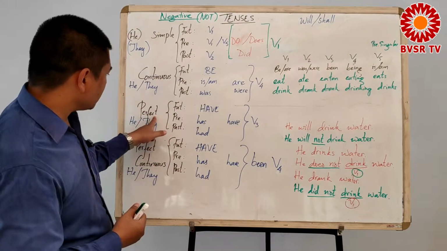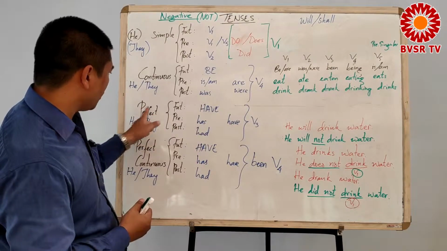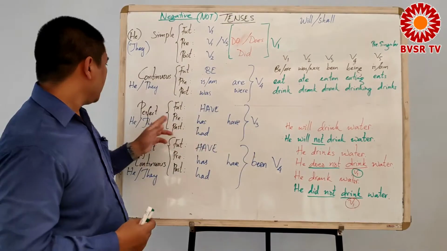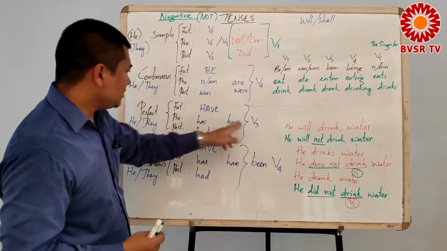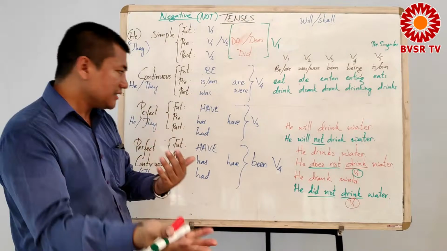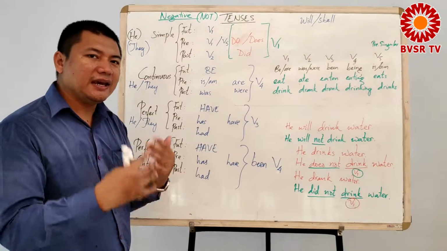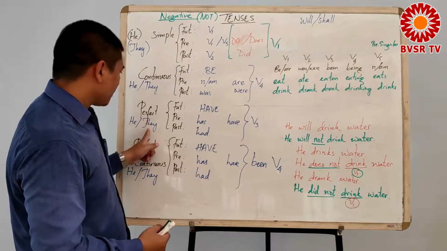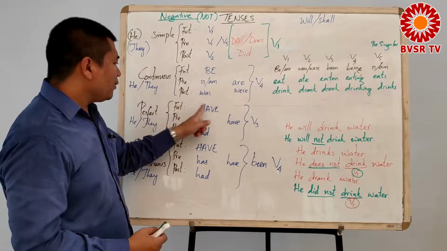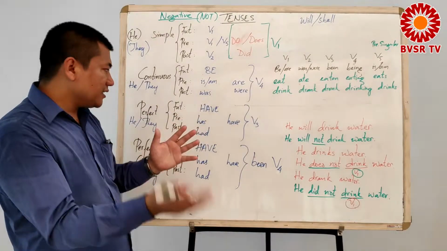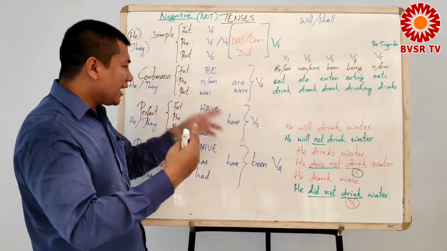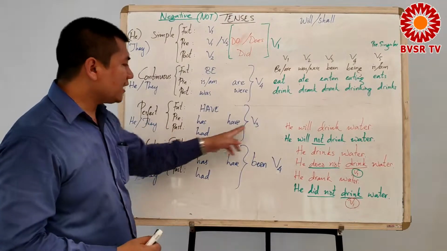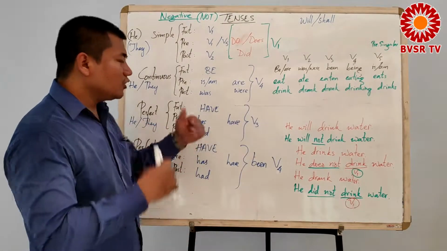In the perfect tenses, we start with the singular. He will have eaten apple. He will not have eaten apple. He has eaten apple. He has not eaten apple. He had eaten apple. He had not eaten apple. Now, they, plural. They will have eaten apple. They will not have eaten apple. They have eaten apple. They have not eaten apple. And in the past, they had eaten apple. They had not eaten apple.